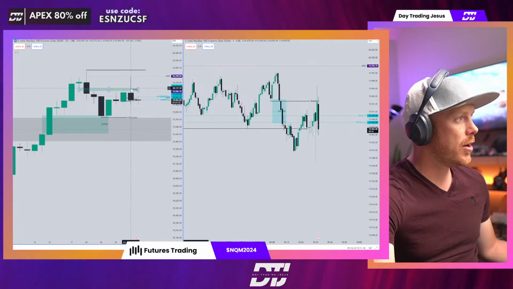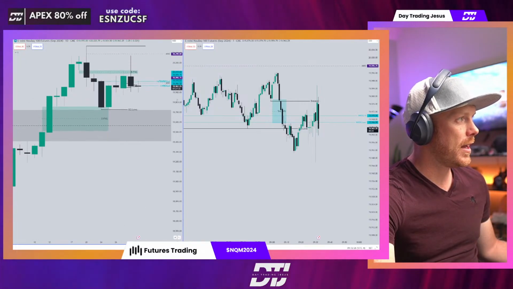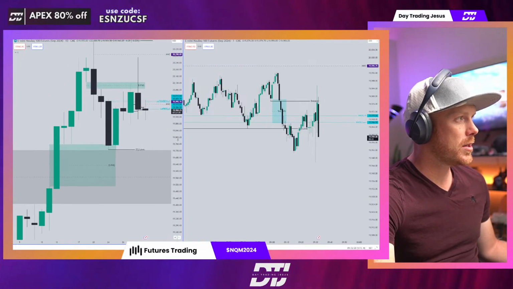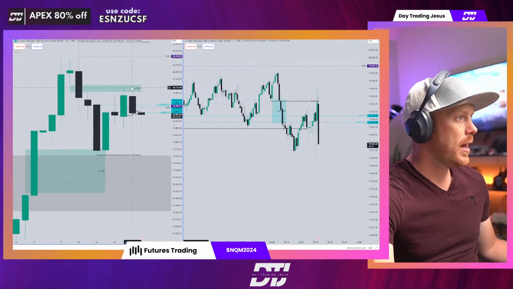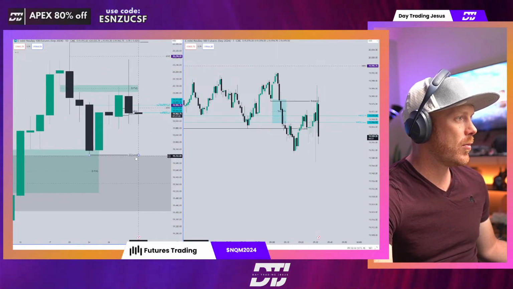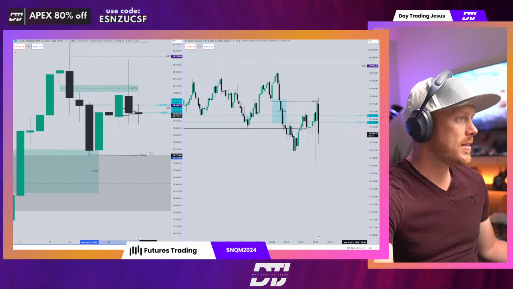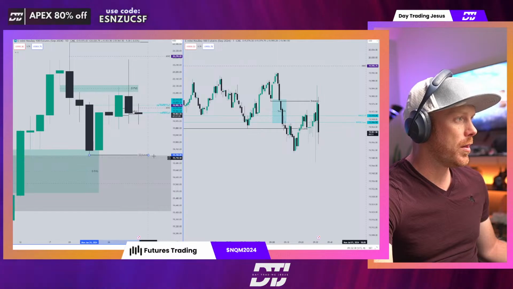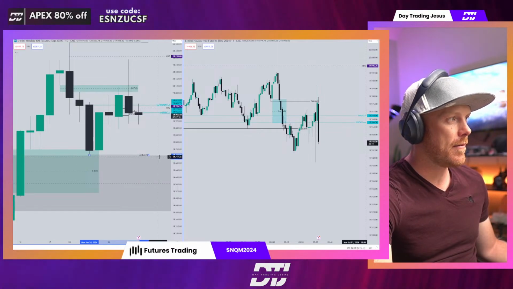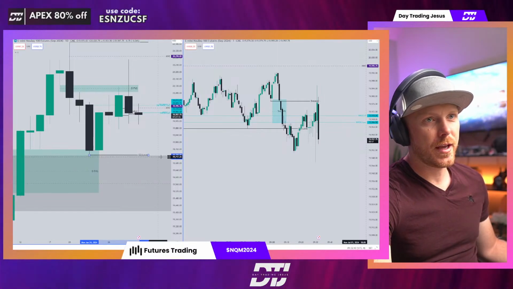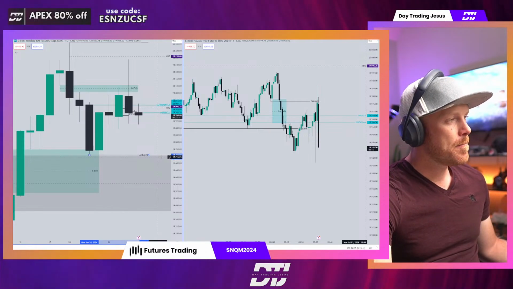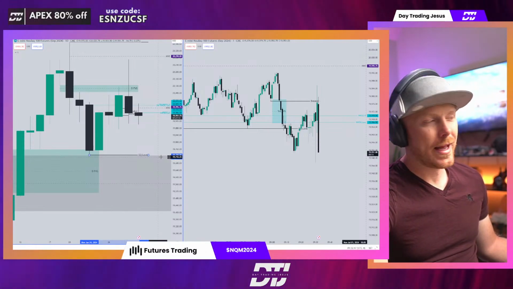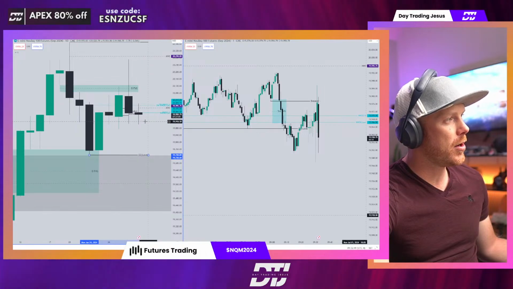We pushed higher. We ran into this daily fair value gap sitting, this green box. All my daily fair value gaps are green. And then we have pushed lower, and we have these equal lows sitting right here, which is right in line with this weekly fair value gap that we have, the unfilled fair value gap. So I think that's where I'm sitting right now. I think I want something bearish.